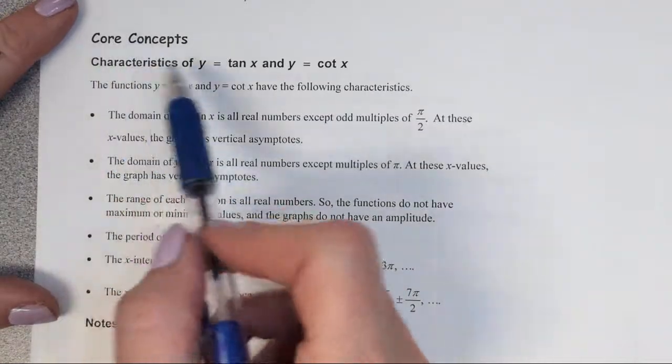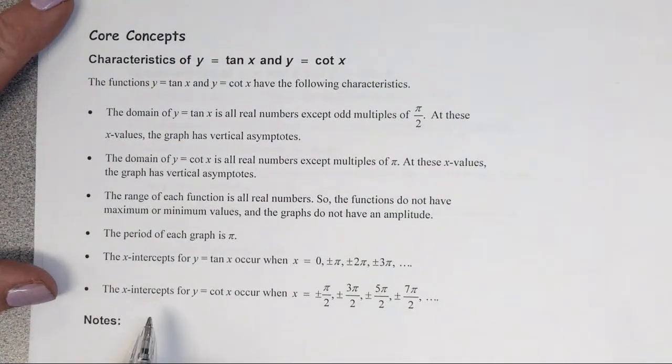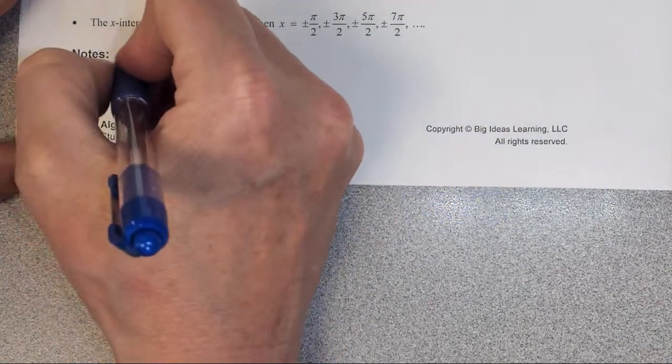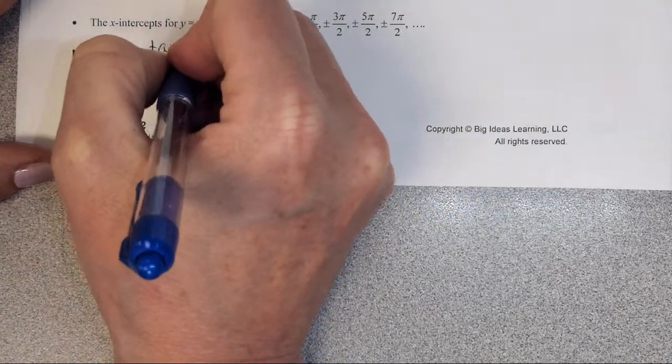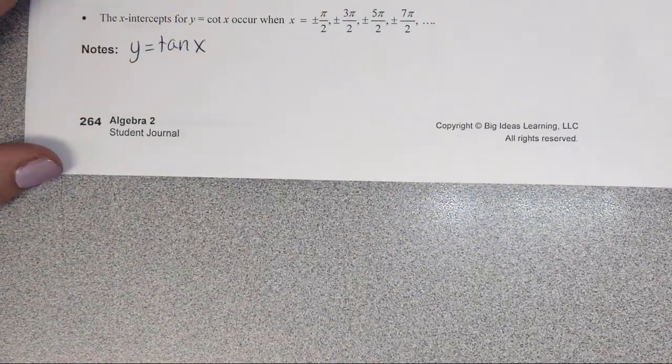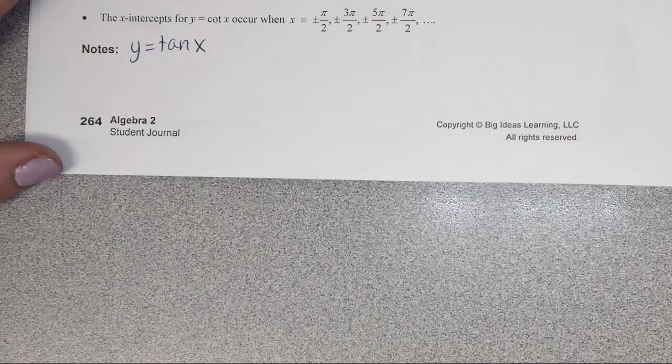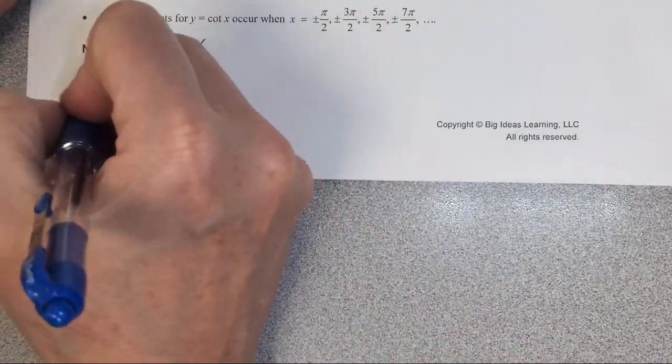Right here in core concepts, they're telling you everything that happens. I don't like to tell you all of it. I just want you to figure it out for yourselves. So we're going to come down here in the notes section, and we're going to kind of figure this out. We're going to be looking at y equals tan x. And we're going to be figuring out the rules for it on our own. So to do this, I want you to think of the unit circle.